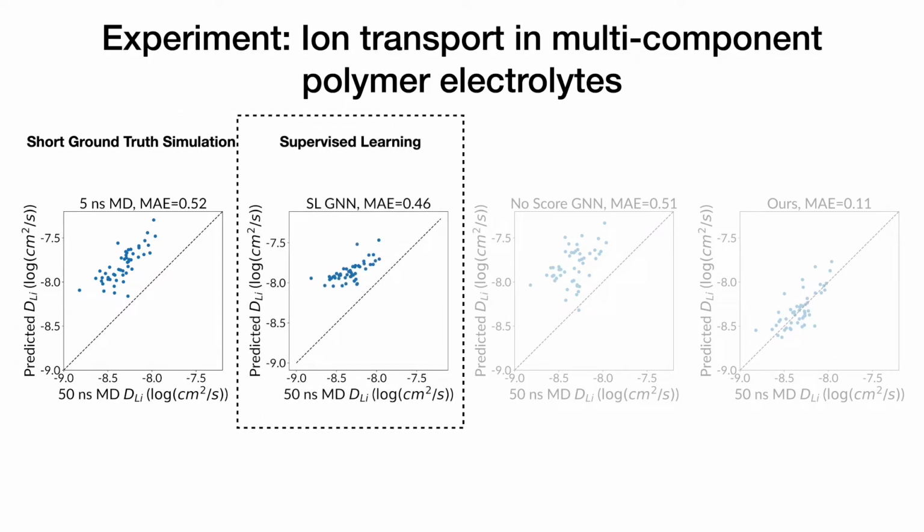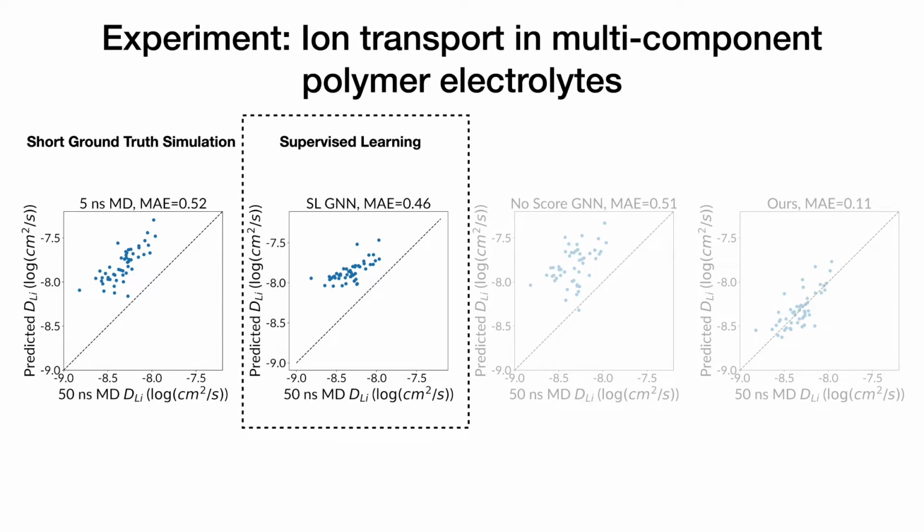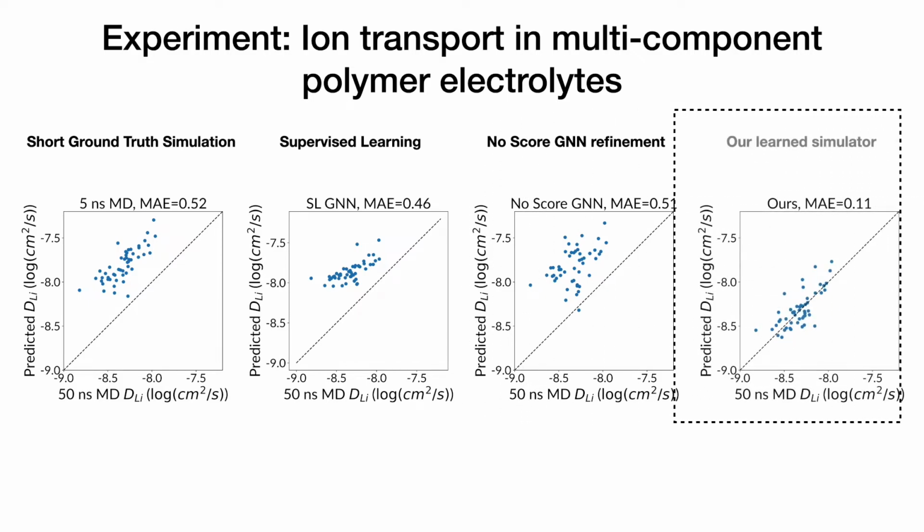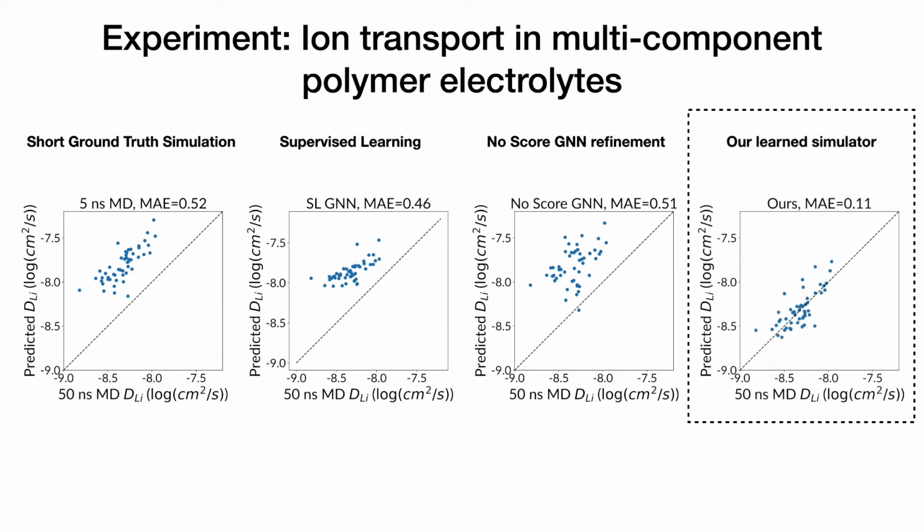Given only short trajectories for training, a supervised model still suffers from overestimation even with special treatment to rectify this systematic error. Recall that our model contained a coarse-grained refinement module to stabilize long simulation. Without this module, a learned simulator can render unphysical behavior and fail in predicting lithium-ion diffusivity. Our full model, the learned time-integrated CGMD simulator, is able to accurately predict lithium-ion diffusivity.